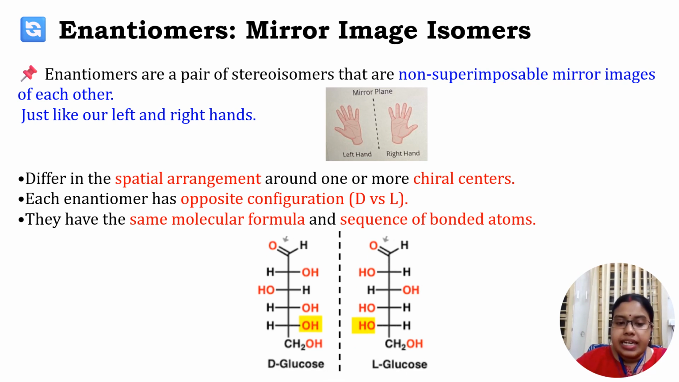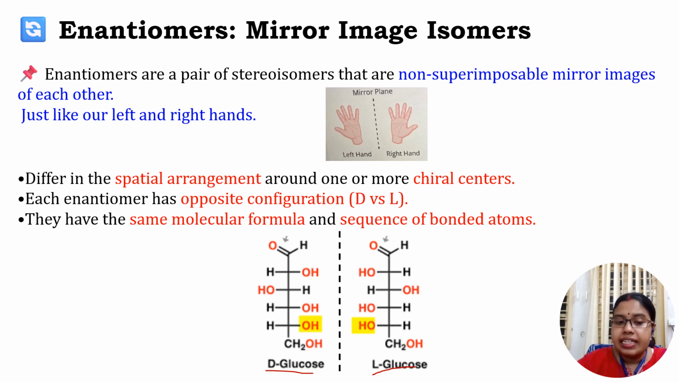We can say that if we keep the D form and L form side by side, they are mirror images of each other. So the D form and the L form of one molecule are enantiomers. They differ in the spatial arrangement around one or more chiral carbons. Each enantiomer has the opposite configuration, like D versus L, but they have the same molecular formula and the same sequence of bonded atoms. It is just the mirror image.